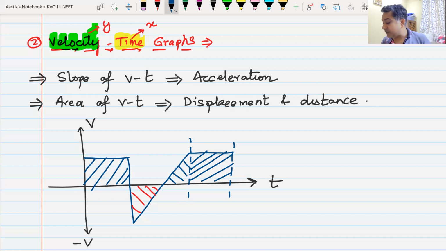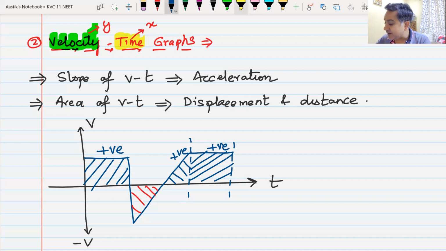But to find out displacement as well as distance, remember displacement is a vector. Displacement is a vector and therefore it has a direction. And for direction, we are using positive and negative. So if I have to find out displacement, area above the time axis will be taken as positive.